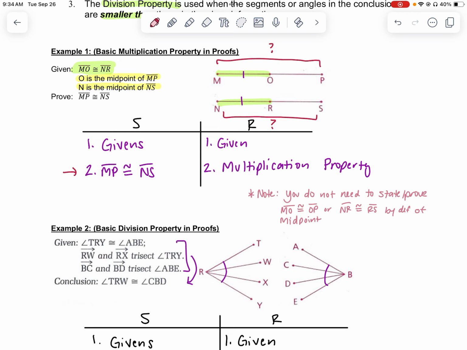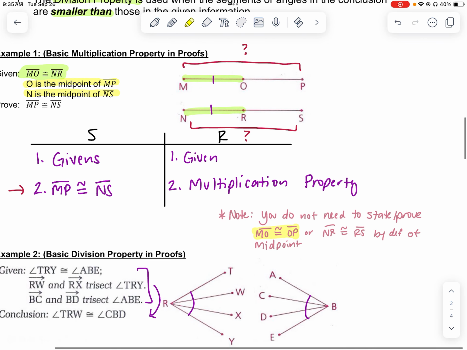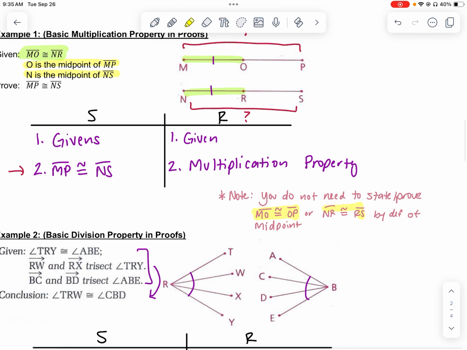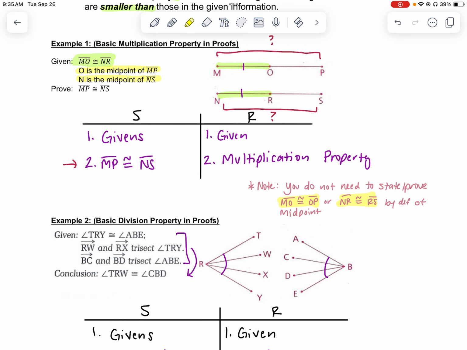our reason here being the multiplication property. As an important note, you do not need to state or prove what we usually do with midpoints, which would be something like MO is congruent to OP, the two pieces of MP, or NR is congruent to RS. You do not need to state that information by the definition of a midpoint to use the multiplication property. We're using the midpoints slightly differently here, using them as half of the segment rather than two congruent segments.